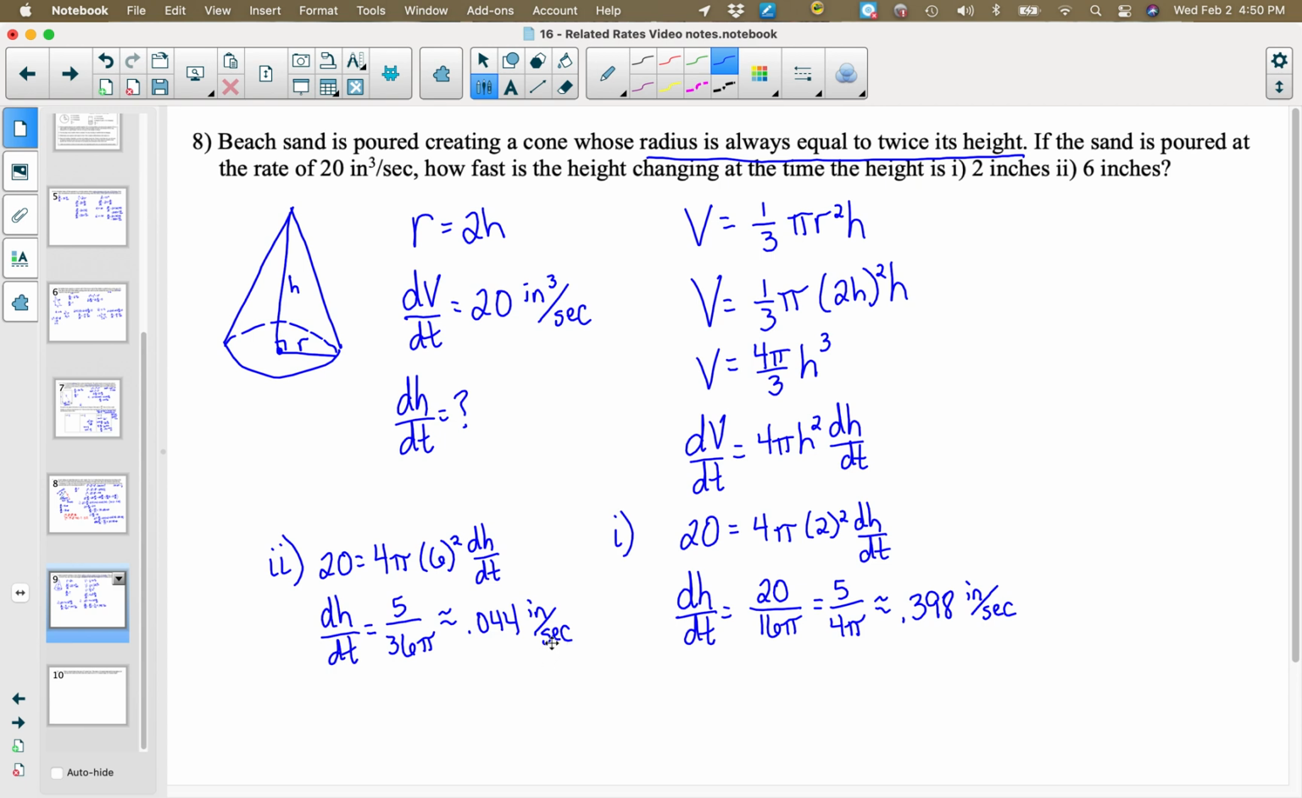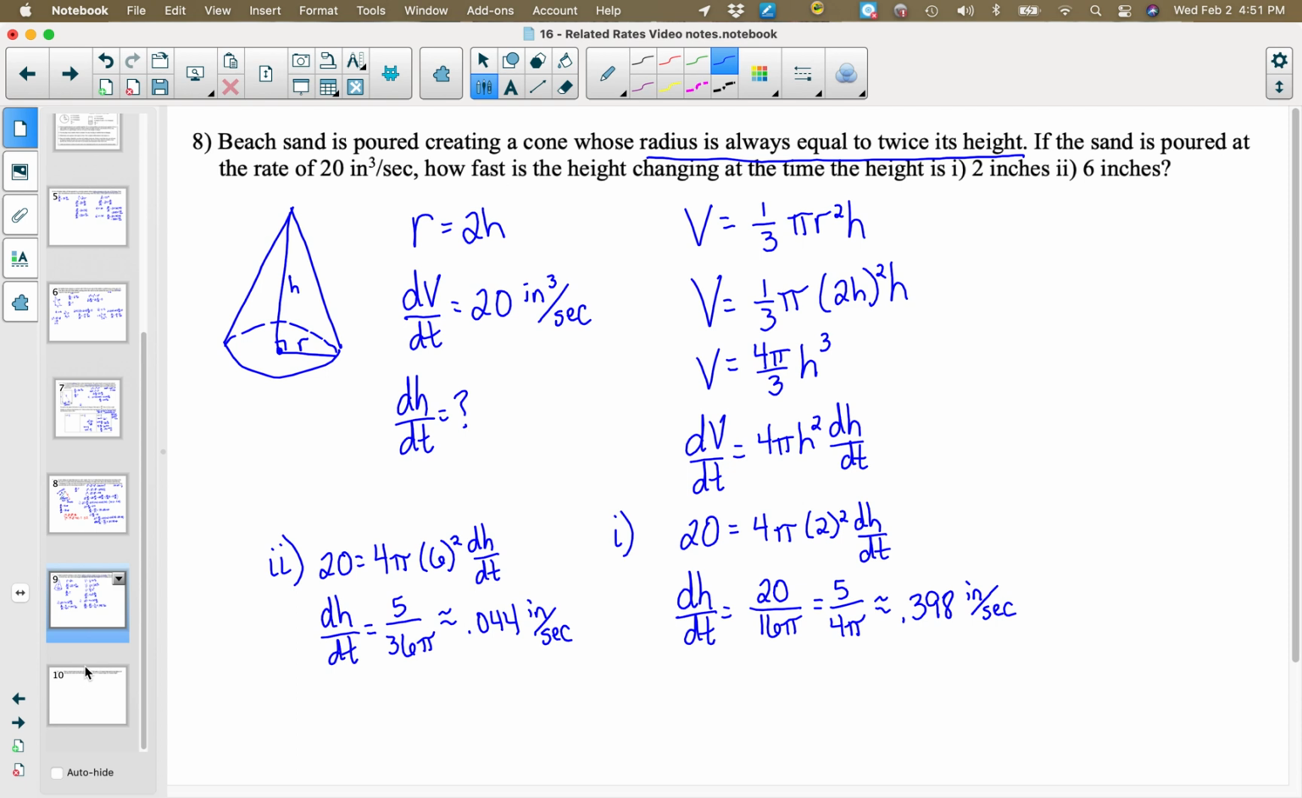But I do want to point out something. Notice that when the height is 2 inches, so early on, because you're pouring sand, when you first start pouring the sand, notice how the height is increasing at a faster rate than when the height is bigger. When the height is bigger, the change in height is slowing down. It's still positive, so it's still increasing in height, but notice that the rate is smaller, and that should make sense as it gets taller. So there is that problem.